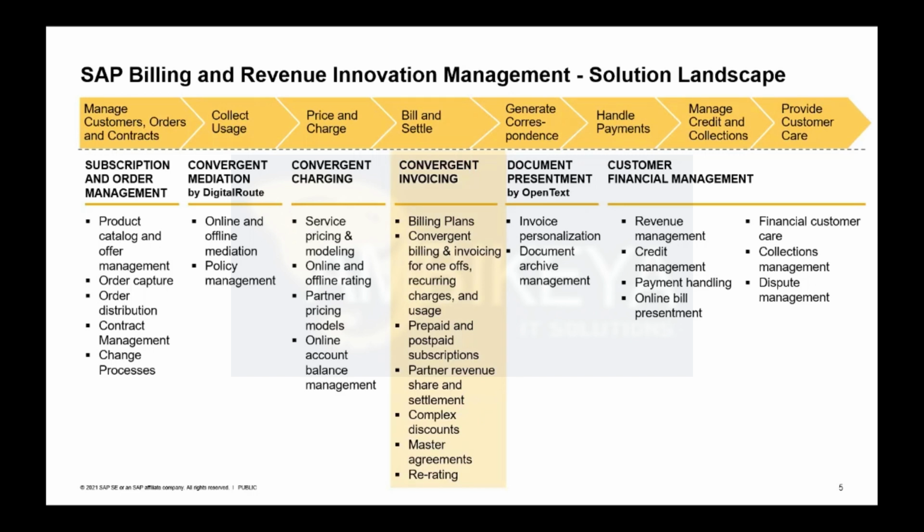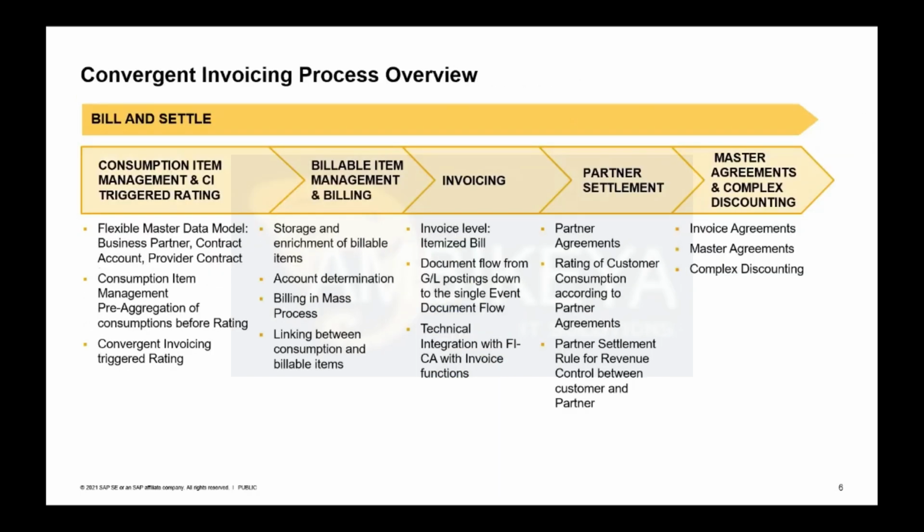We now go on with a deeper view inside Convergent Invoicing. So if we now look at the Convergent Invoicing process, we go one step deeper. We have the consumption item management. This depends on the architecture, but it's reasonable to use Convergent Invoicing also to store the consumption items. I will show an overview later of in which cases it's necessary. In some cases it's not necessary.